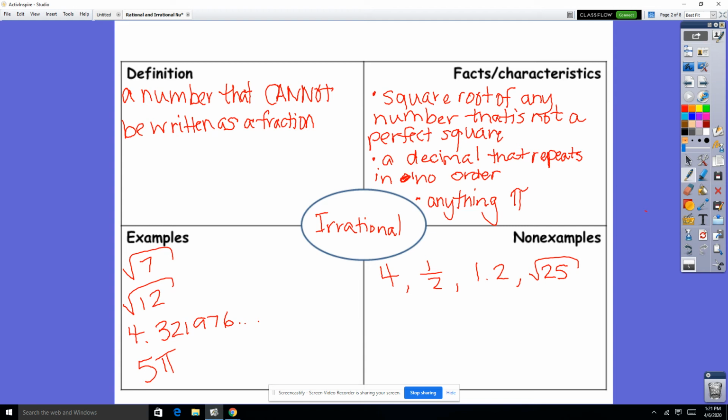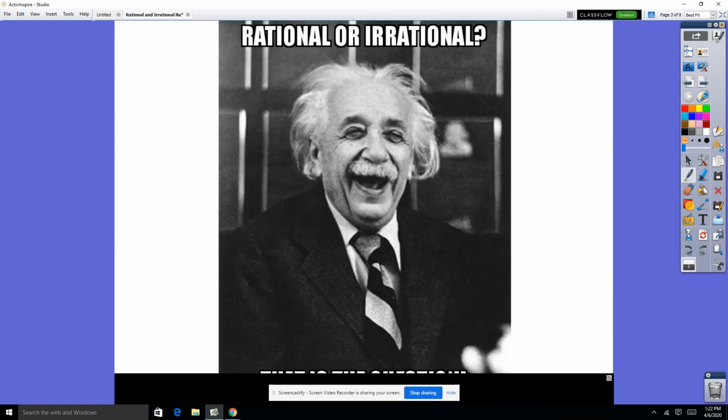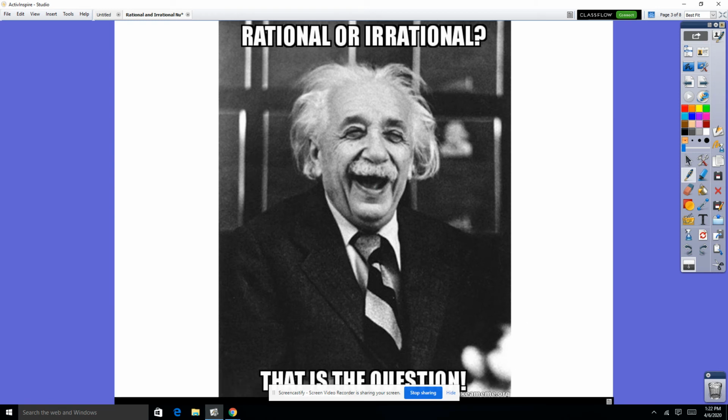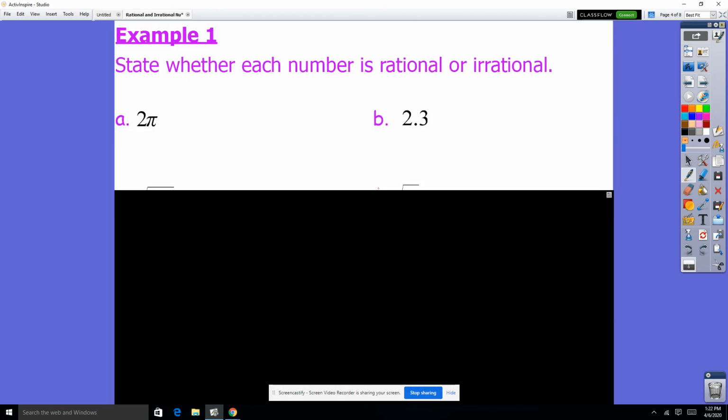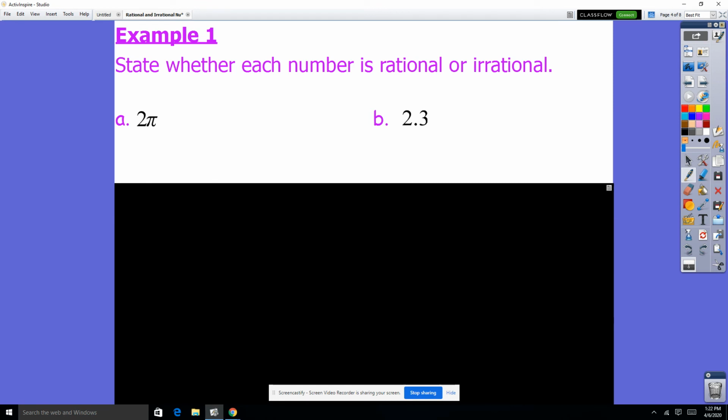So today, the last thing we're going to do is we're going to classify numbers as rational or irrational. So we're going to look at these examples and decide if it's rational or irrational. So make sure you figure out the question, rational or irrational. So we're going to state whether each of these are rational or irrational. So the first one we're going to look at is 2 pi. Well, anything with pi in it is going to be irrational, because pi is the famous irrational number. So the first one is going to be irrational.